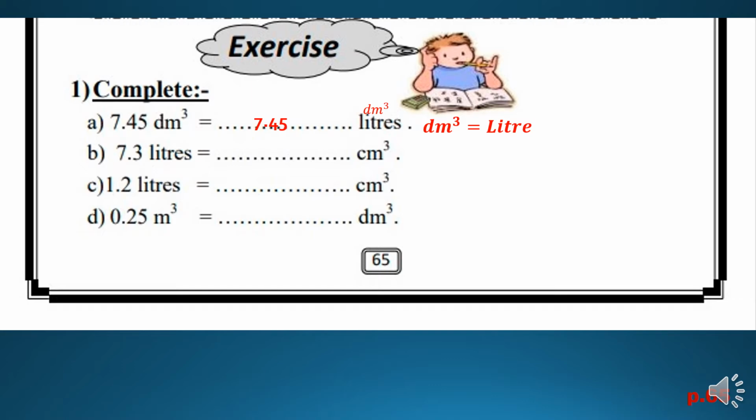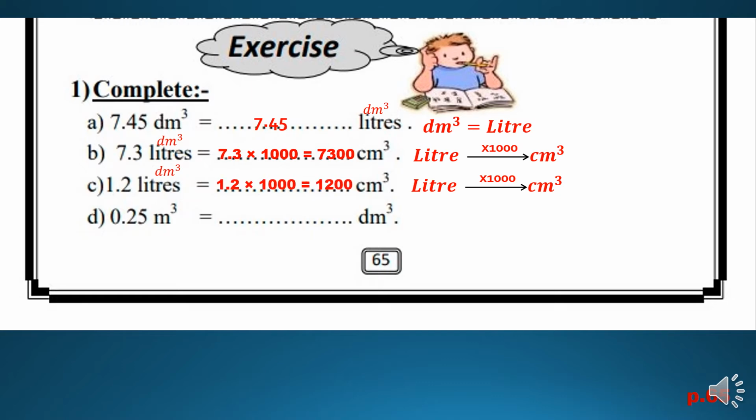7.3 liters equal how many centimeter cube? The liter, to convert it to centimeter cube, I will multiply by thousands. So 7.3 times 1000 equal 7,300 centimeter cube. I have here 1.2 liters equal how many centimeter cube? Again, to change from liter to centimeter cube, I will multiply by thousands. So 1.2 times 1000 equal 1,200 centimeter cube.